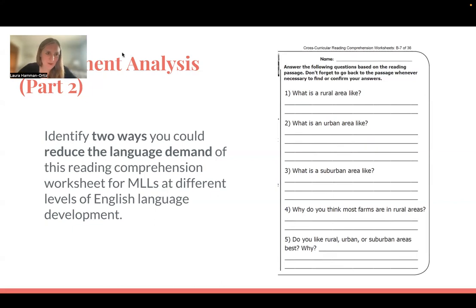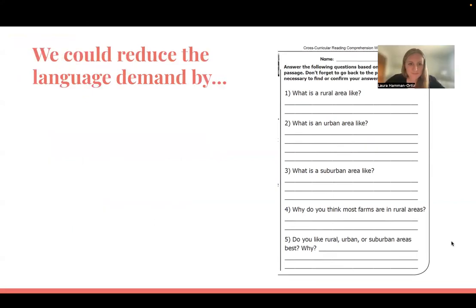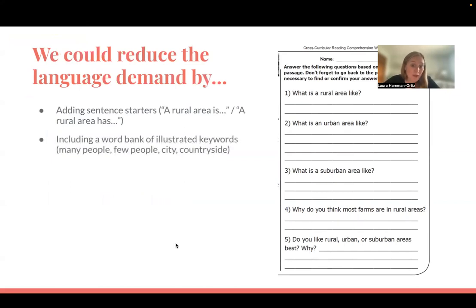All right, I'm going to go ahead and continue. So here's some ways we could reduce the language demand. We could add sentence starters. A rural area has, so give students some of that initial language to be able to write their response. We could include a word bank with illustrated keywords. So words such as many people and few people. You can imagine some visuals that would go with that. City, countryside.